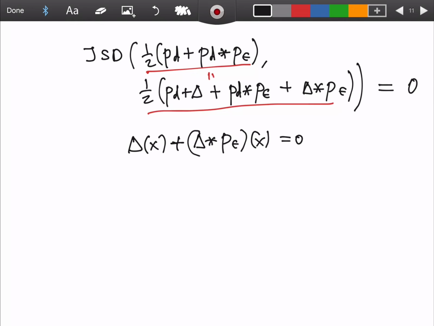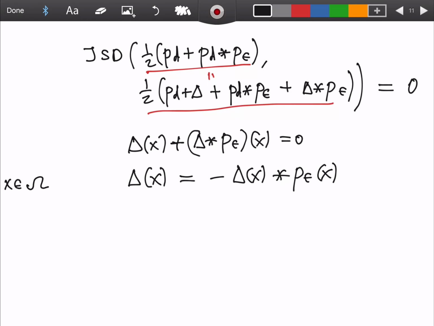Or we can write it as delta x equals minus delta x convolution with p_E of x. Now these are functions defined on omega, x in omega. This is our support, our domain. I can take the Fourier transform on both sides and take the absolute value of this Fourier transform.